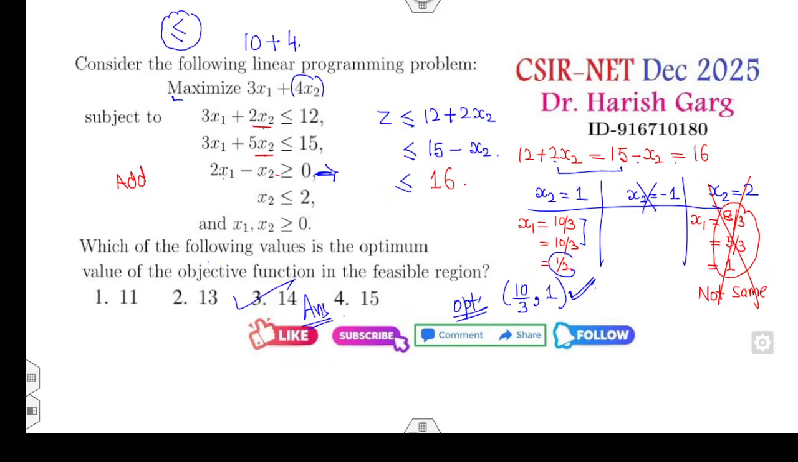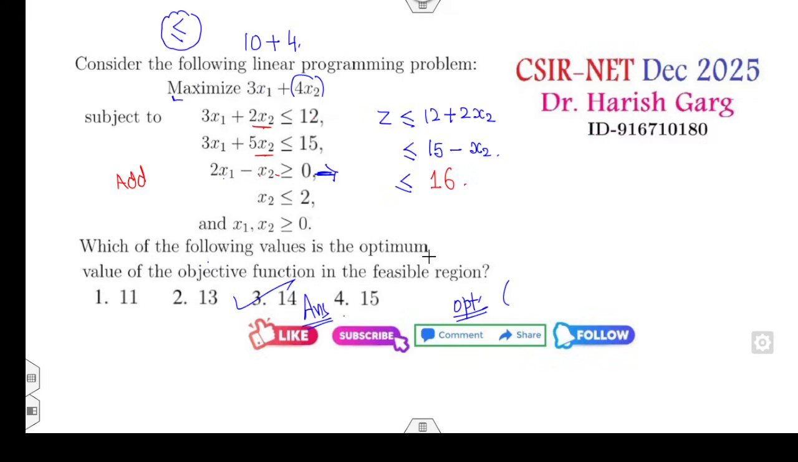Fine. You can also check in another way, like I just told you. You have the three equations. Check whether x2 equal to 0 is the solution or not. If you substitute x2 as 0, what value of x1 comes? 4. Second one is 5. Third one is 0. Fourth one, no. So they are not the same.